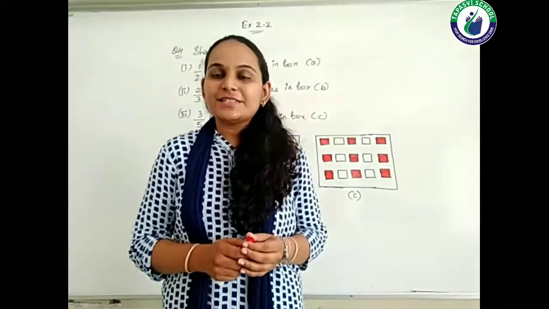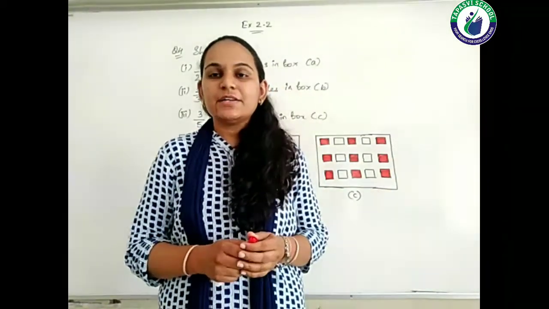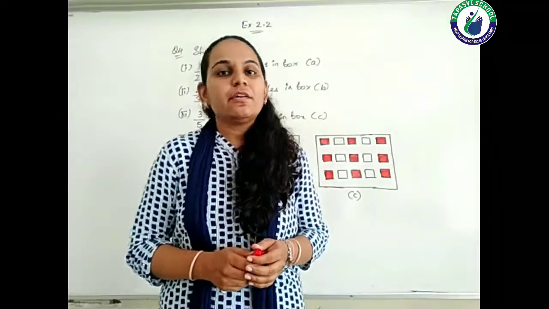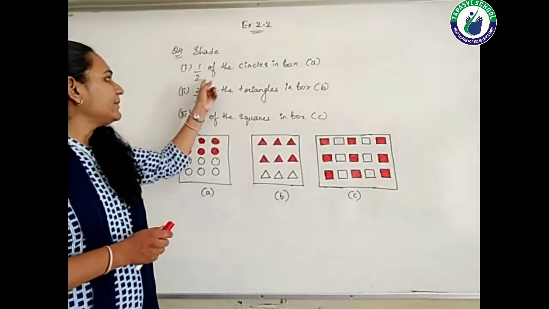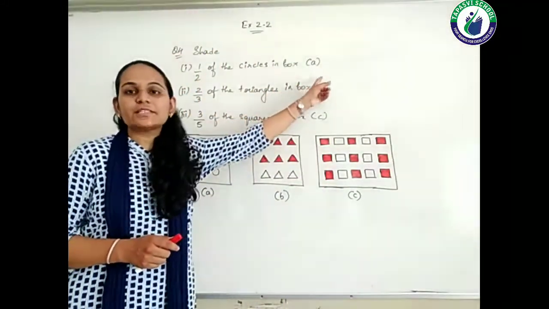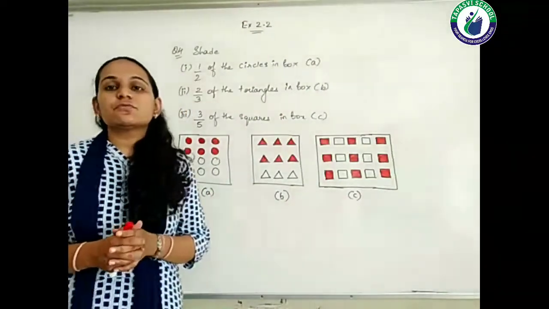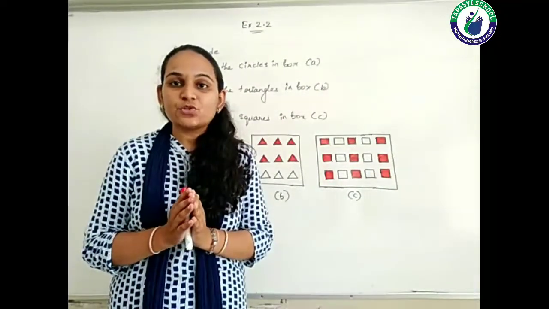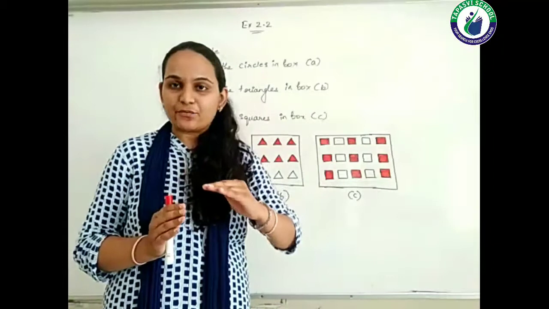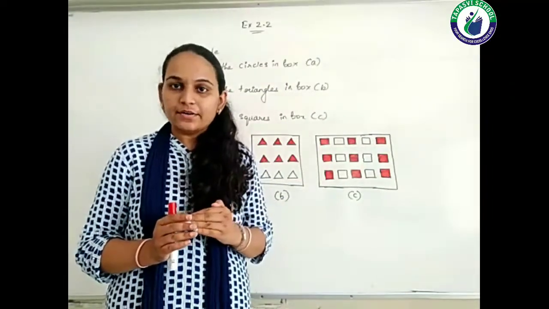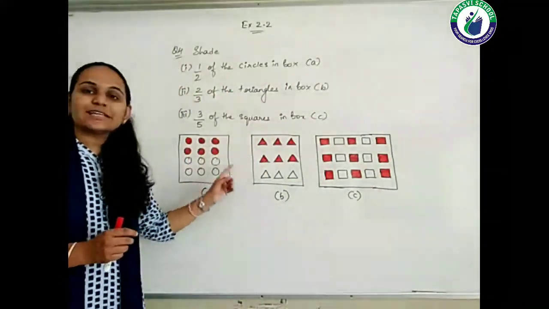Okay, students. Now let's see the last question for today. Question number 4. That is shade 1 by 2 of the circles in box A. First of all, students, we should understand the meaning of 1 by 2. 1 by 2 means to do the half, to divide it by 2. So how many circles are there in box A?